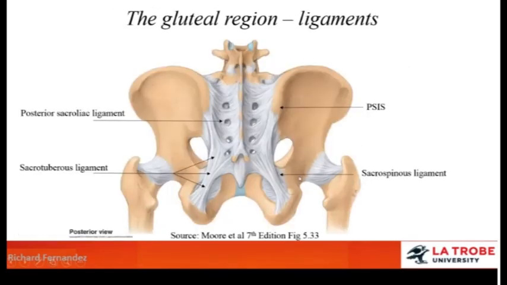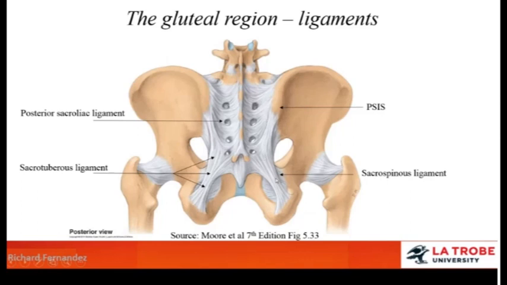In order to appreciate the ligaments of the gluteal region, we need to orientate ourselves to a posterior view of the pelvis, which we can see here. We can see our landmarks: posterior superior iliac spine, greater and lesser sciatic notches. The sacrum cannot be seen as it's covered over by the posterior sacroiliac ligament, which you can see here. This ligament stabilizes the sacroiliac joint.